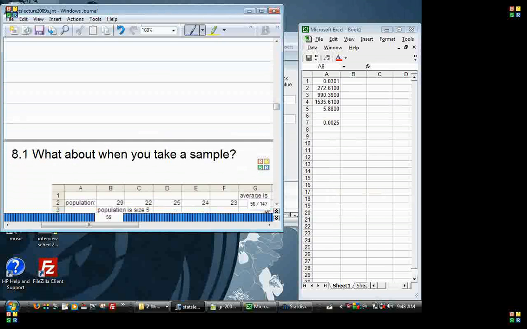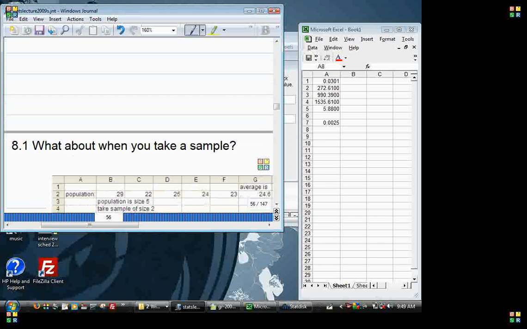Now, let's do some calculations on this population. What's one thing that you can calculate? You can calculate the mean. Now, we're calculating the mean for the population. What is the notation for that? It's mu. Mu represents the mean for the population. So add these numbers up, divide by 5. You get 24.6.